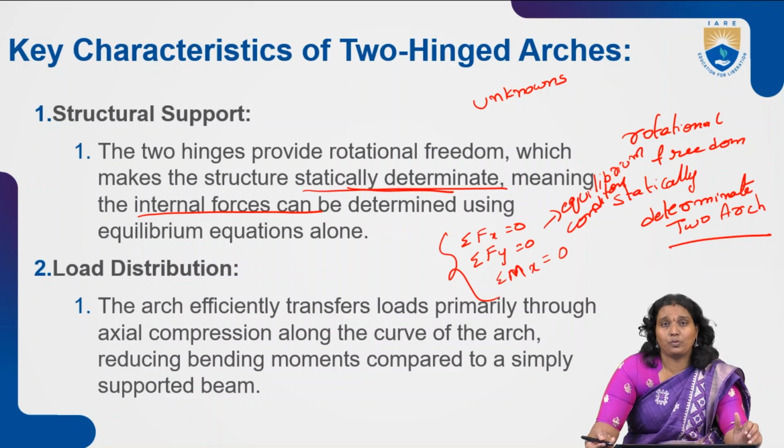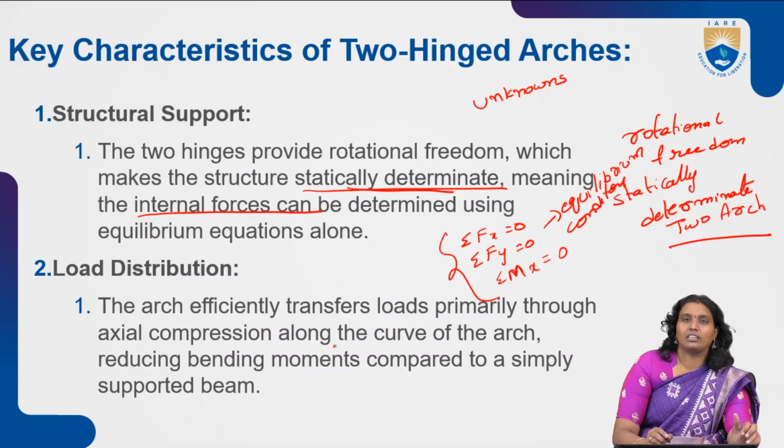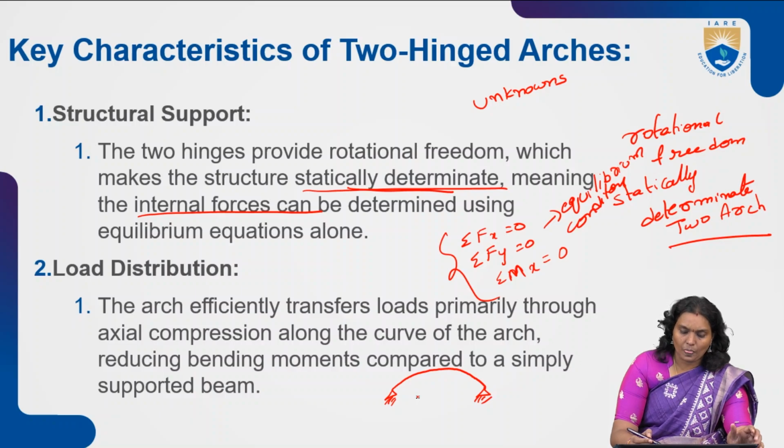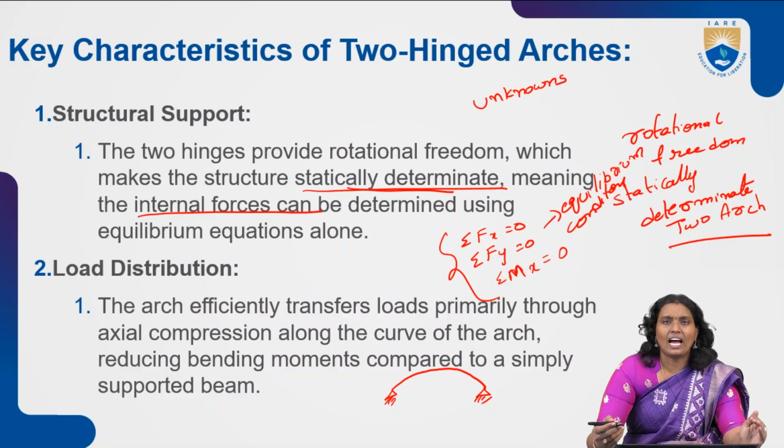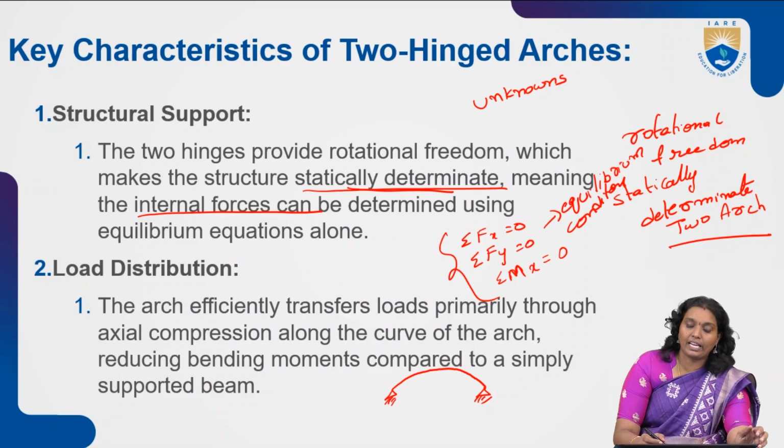And load distribution. The arch efficiently transfers loads primarily through axial compression along the curve of the arch. So here we know the curve of the arch, and the two hinges are provided at both the ends. The arch efficiently transfers the loads through axial compression along the curve of the arch, reducing the bending moments compared to a simply supported beam.